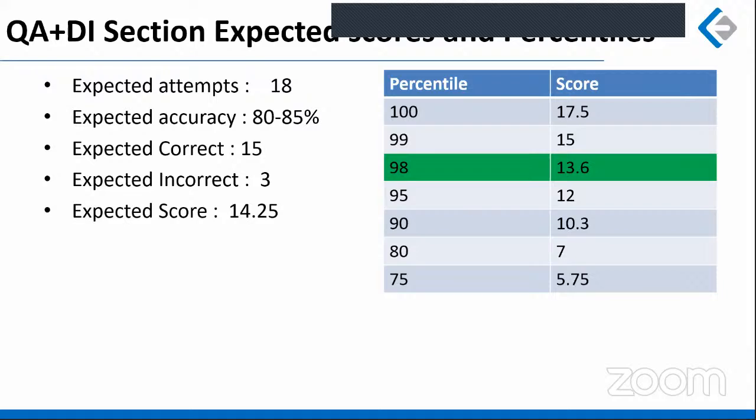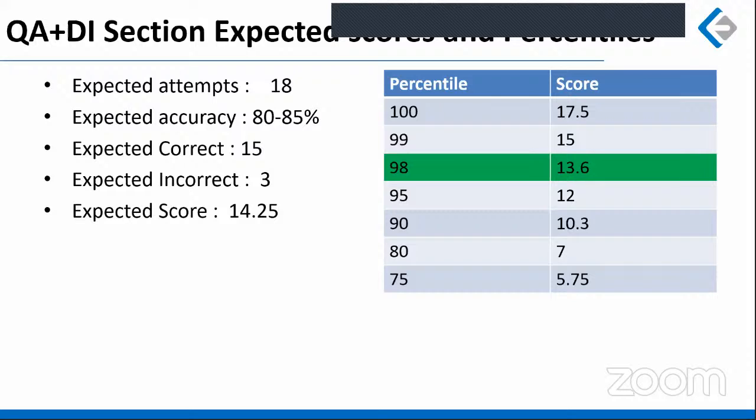I'm taking 98 as 13.6 because there's some deduction even for the unattempted questions, so I'm reducing a little bit there. For 98 percentile, I'm assuming that 13.6 would be a fairly good score. This takes us to 15 for 99 percentile and for 100, 17.5. That should be for the 100 percentile or 99.5 percentile.